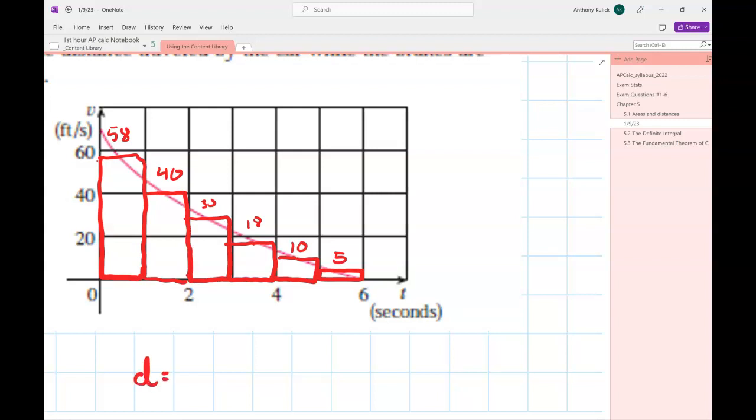So my distance is just going to be 58 times 1 plus 40 times 1 plus 30 times 1 plus 18 times 1 plus 10 times 1 plus 5 times 1. Since they're times 1, where I'm just using 1 second as the base of my rectangle, I'm not even going to bother writing the 1 seconds. I'm just going to add that stuff up. So what do we got? 85, 95, 103. So it's 161, ish.